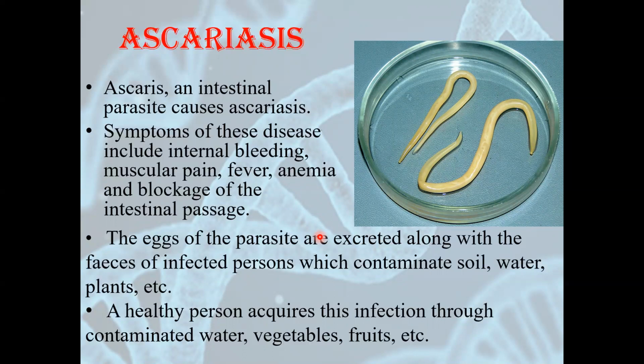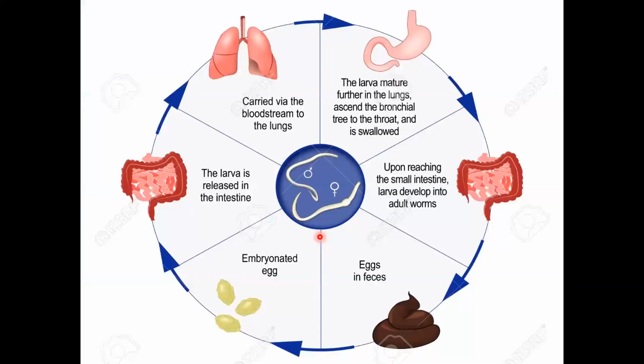And if rivers are there nearby, in villages people have the habit of defecation in the open near the rivers. So these eggs enter the river water, and when a healthy person drinks this water, that person can get the disease.